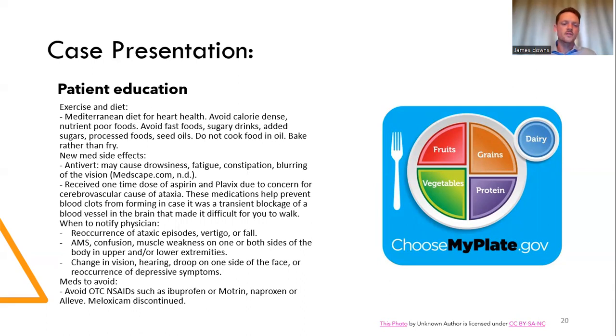And then notify the physician of recurring ataxic episodes, vertigo or falls, altered mental status, confusion, muscle weakness on one or both sides of the body. Basically, just signs of maybe a stroke here. So the patient's aware. And this would also be something to educate the family about as well, and the social contacts. And then, yes, continue: change of vision, hearing, droop on the side of the face, recurrence of depressive symptoms.